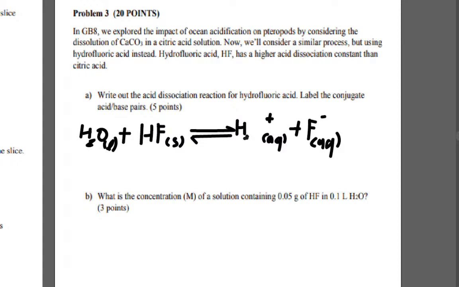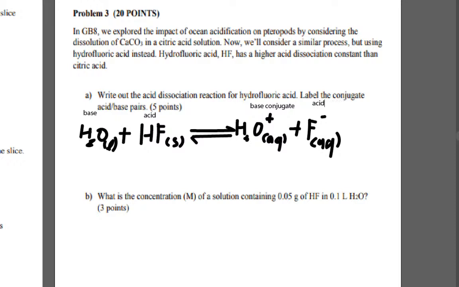H3O plus. There we go. Label the conjugate acid/base pairs. Okay. So first things first, this thing here, it is an acid. This guy here, we know that's a base. This guy here is the base conjugate. And then for this guy here, that's an acid conjugate.